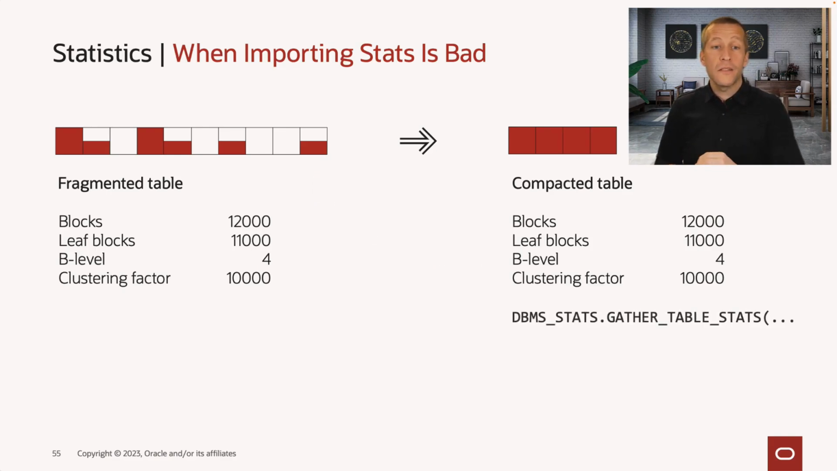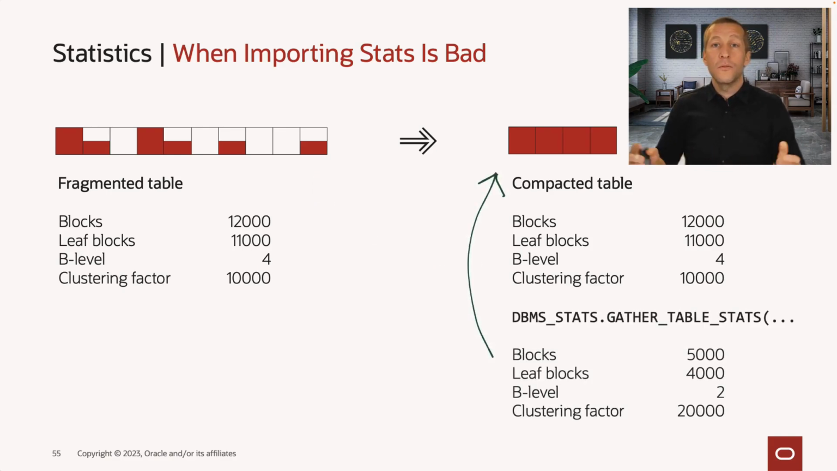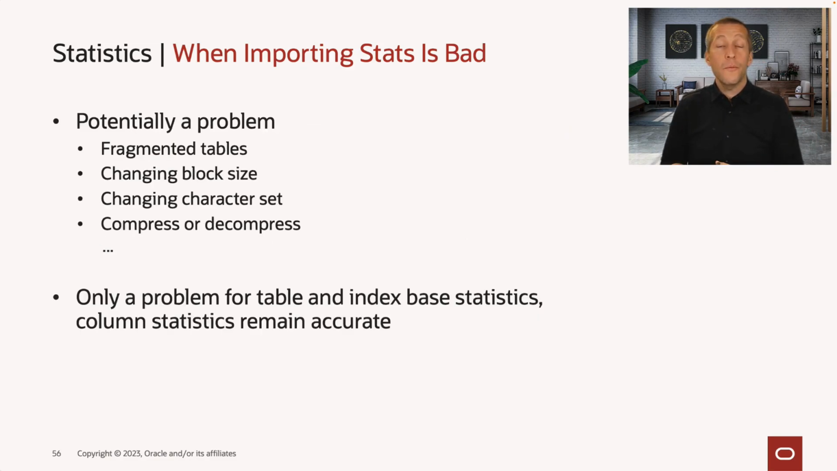And if you regather statistics, you will see that you use a lot fewer blocks. The index has much fewer leaf blocks, and possibly the height of the index has shrunk. Also, the clustering factor will increase because the data is now very nicely compacted. Every time you change the physical storage of the data, there is a risk that the statistics from the source database will no longer be accurate.